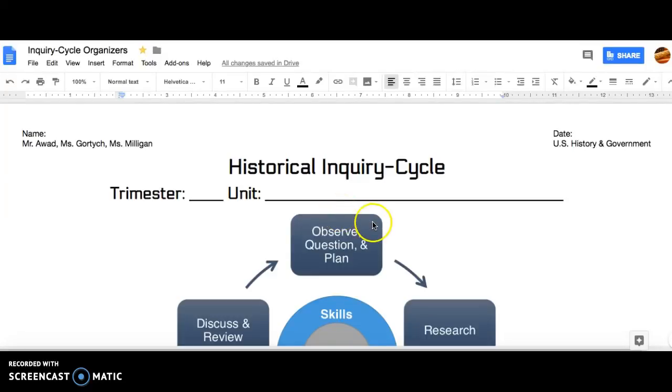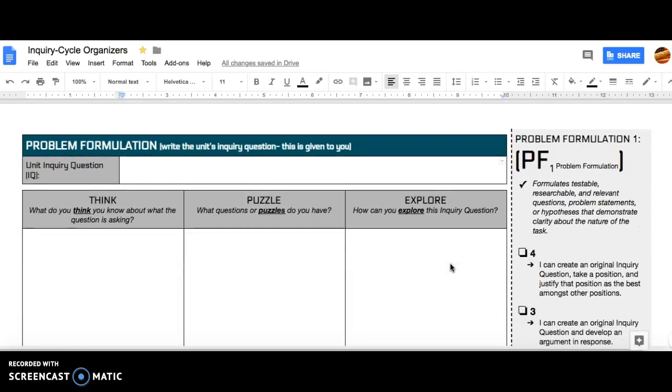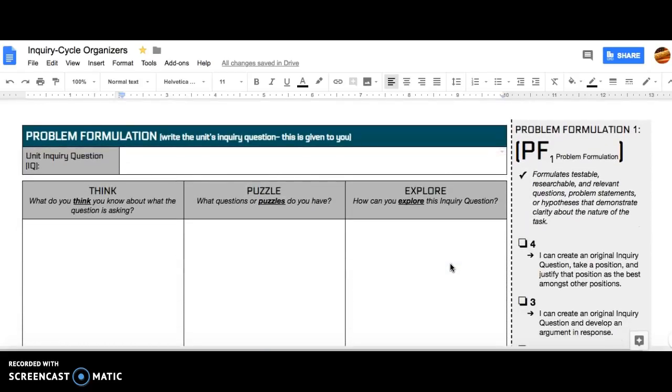Hi everyone, in this tutorial I'll be walking you through the organizers for the first step in the historical inquiry cycle. Problem formulation is that first step and is one of the standards that you'll be assessed on in U.S. history this year. The learning goal for problem formulation is formulates testable, researchable, and relevant questions, problem statements, or hypotheses that demonstrate clarity about the nature of the task.